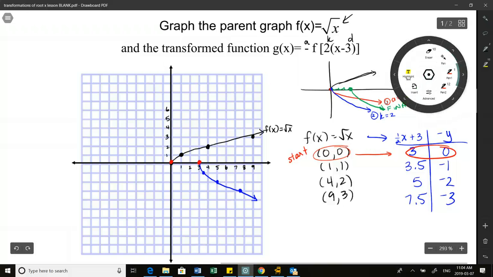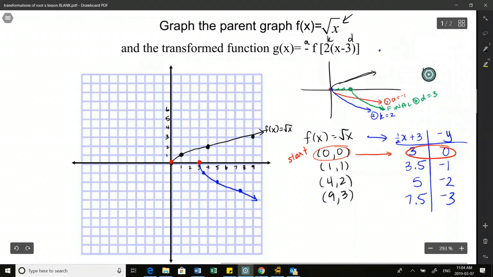Okay, and then our equation for our new transformed function, I'm removing the f, and around this whole set of brackets, I should have a root. So it will be our new function g of x is equal to negative, and then underneath the whole root there, we have 2x minus 3. That's our new equation.